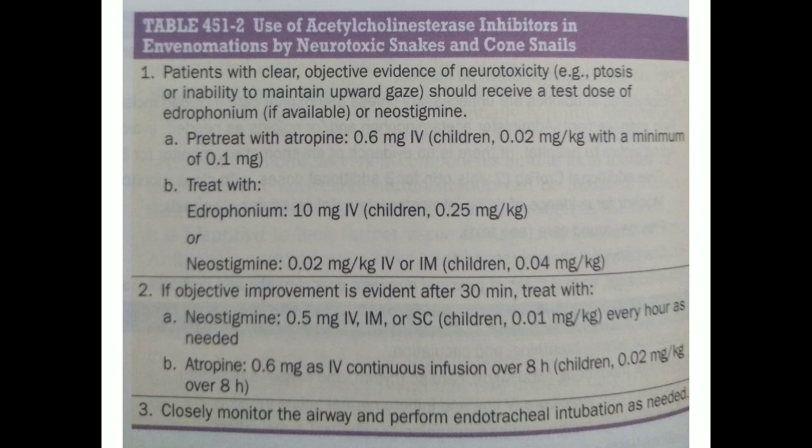Along with that, in another IV line on the side, atropine 0.6 milligram, that is 1 vial or 1 ml, in 1 pint NS needs to be given as a continuous IV infusion, and you need to closely monitor the airway and perform endotracheal intubation whenever it is required.